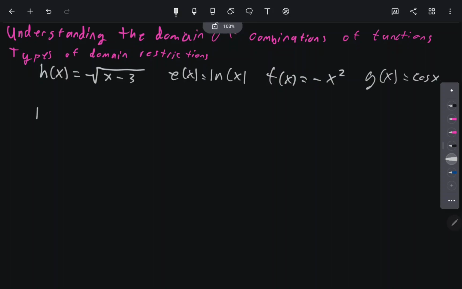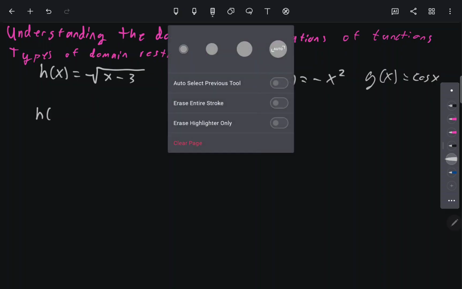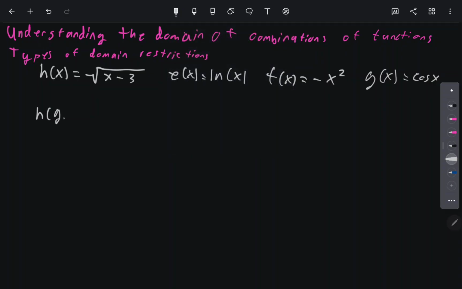Well, let's do h of g of x. I need to make my eraser smaller again. H of g of x. Let's start out by saying the square root of cosine of x minus 3. Does cosine of x ever become undefined throughout its domain? No. Cosine's entire domain is real.